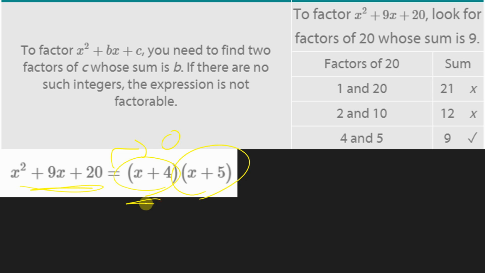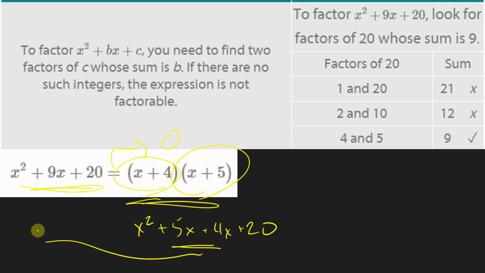So what I'm going to do here, I'm going to FOIL this out. So first times first, that's x times x, that's x squared. Outside times outside, 5 times x, that's 5x. Inside times inside, plus 4x. And last times last, plus 20. Remember to keep the sign, so since everything's positive, when you multiply a positive times a positive, of course everything is positive. These two terms here, they're like terms, 5x and 4x, add them together, and that's how you get the 9x. So we can see here that they factored it correctly.